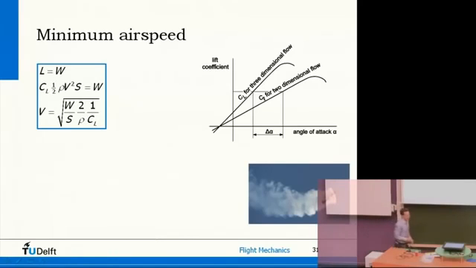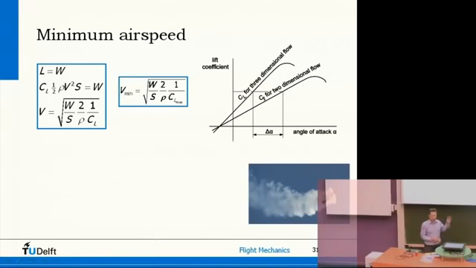So we have lift is equal to weight. CL half rho V squared S equal to weight. So we have an equation for the airspeed if lift is equal to weight. So you've seen this before. Minimum airspeed you will obtain when lift coefficient is maximum. So you need a high angle of attack to create the most lift you can.